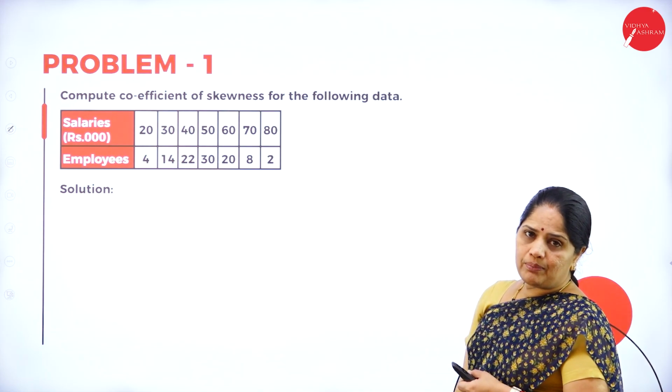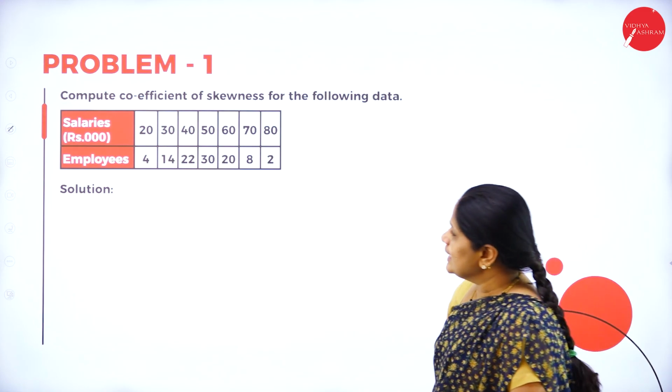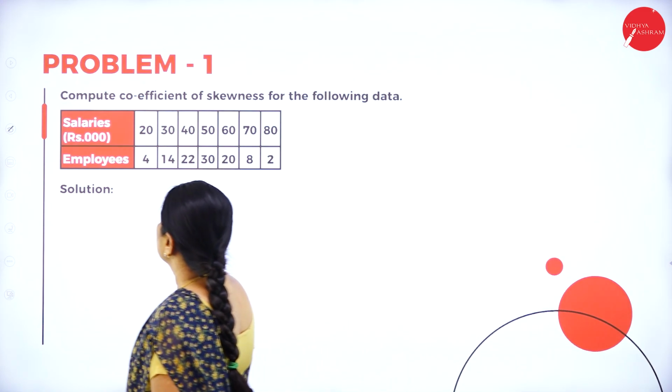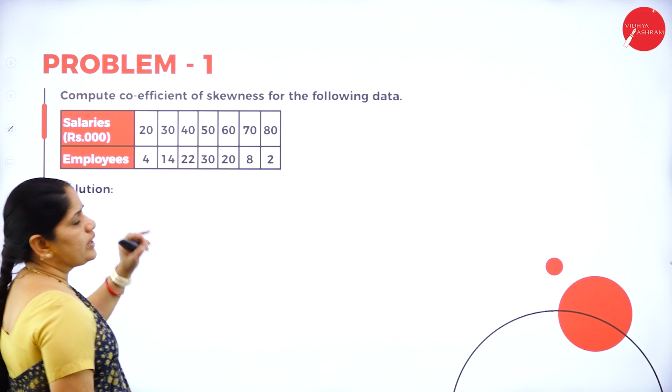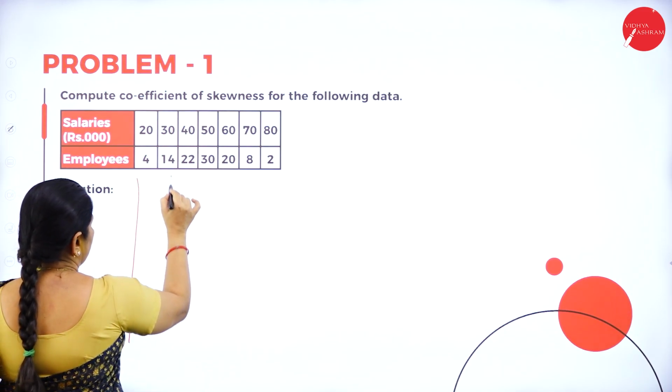Now, we have a problem here. Compute the coefficient of skewness for the following data. They have given the salaries and the employees here. I will write the data in vertical form here.